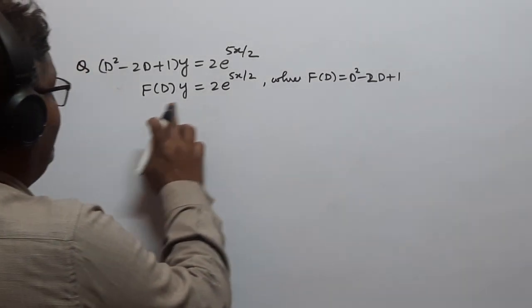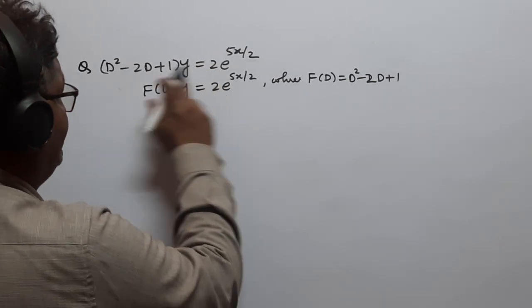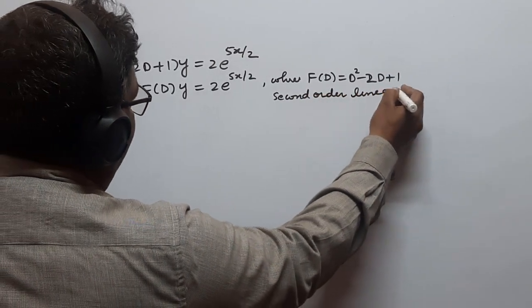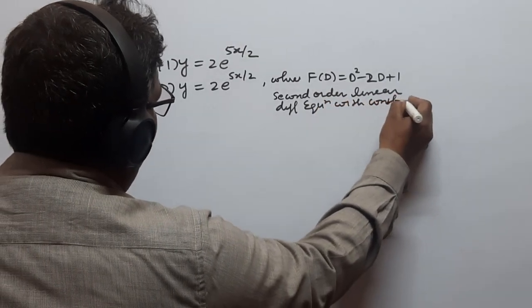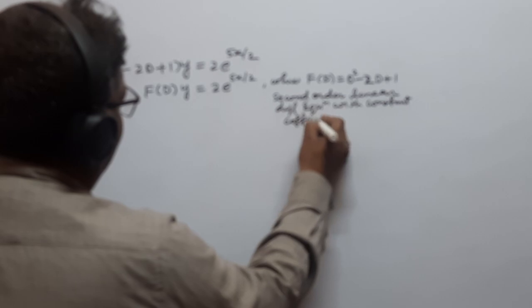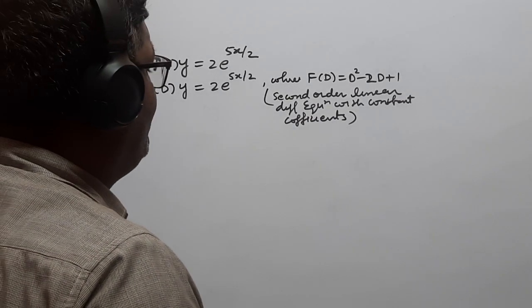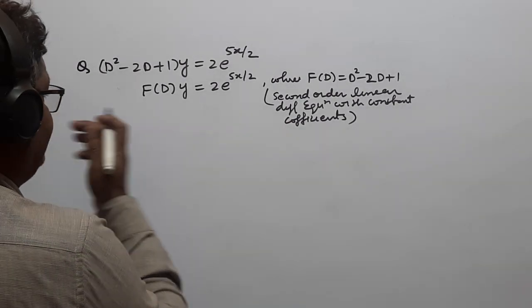Now first, you can see here, this is a second order linear differential equation with constant coefficient. You know that the solution of a linear differential equation with constant coefficient can have two parts. One is the complementary function and the second is the particular integral. So first we find the complementary function.